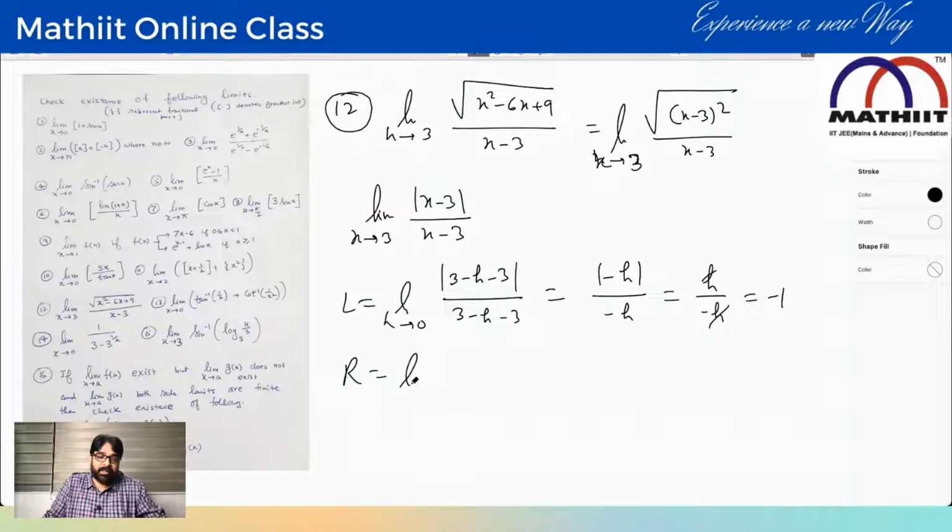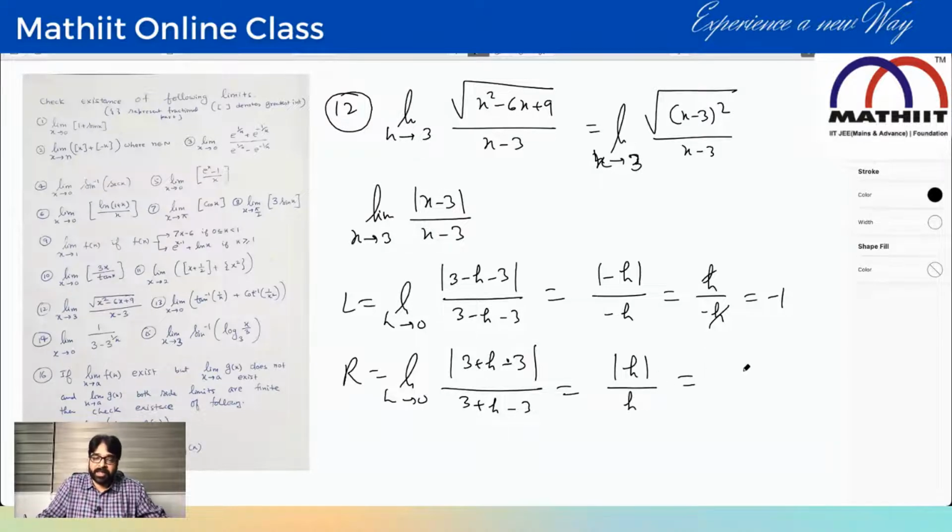And right hand limit, h approaches 0, mod of 3 plus h minus 3 divided by 3 plus h minus 3. So that will be mod of h by h. Mod h will be h itself, so h by h, value will be 1. These two are not equal, limit does not exist. But if by chance you wrote that root x square is x, things will change. That's why I gave this question, so that you remember root x square is always mod x. Keep in mind.